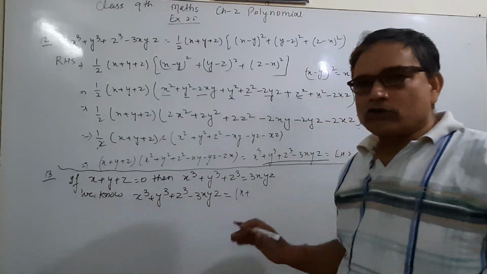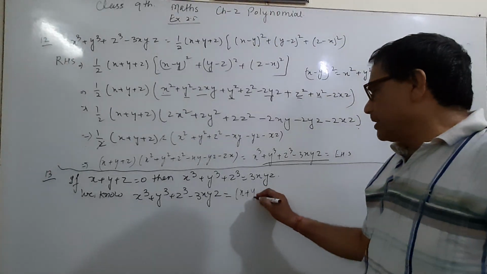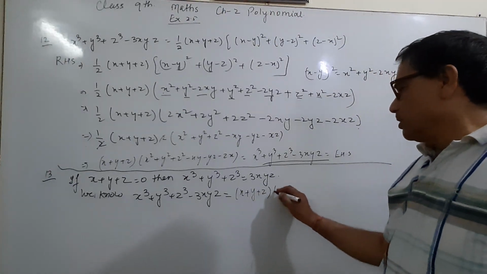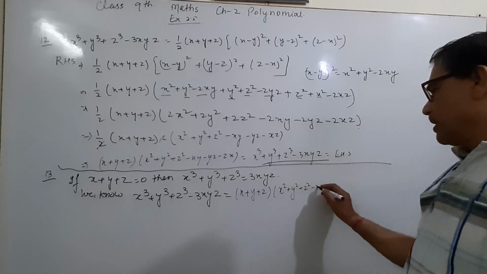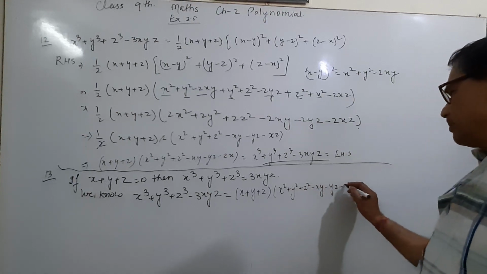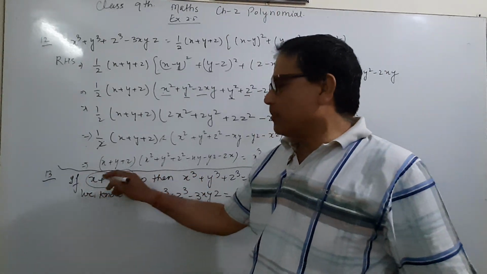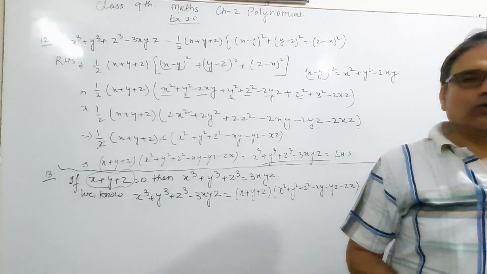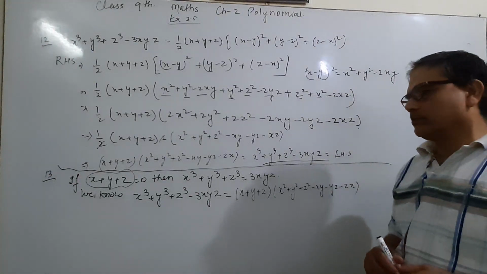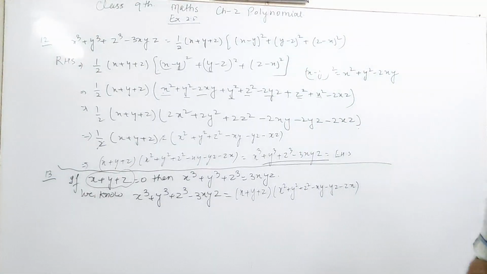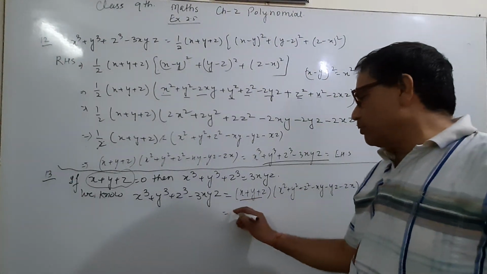Stop the video, write it, and then start your video again. x plus y plus z into x square plus y square plus z square minus xy minus yz minus zx. And what is this? x plus y plus z is equal to 0. Means what do I do now? Where x plus y plus z is, we have to put that value, which will be 0. Here we have to put 0.